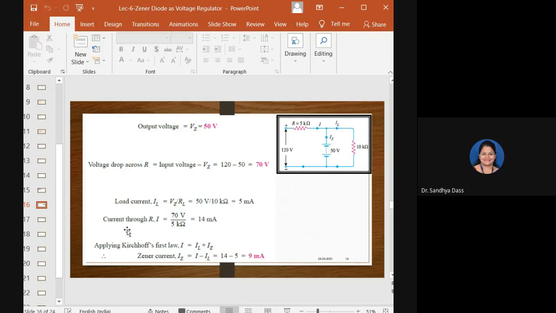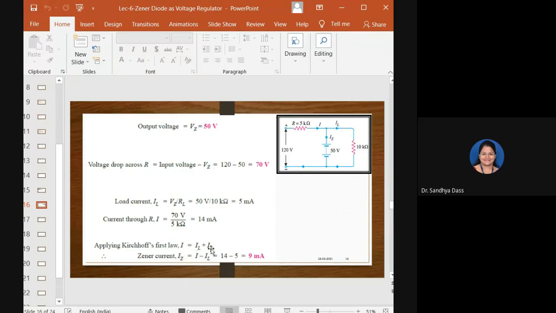Calculate I, the current through the resistor R, or you can call it IS also, according to your own requirement. So I will be equal to, applying Ohm's law again, the ratio of V and R. V, you just now calculated as the drop across the resistor, 70, and the resistance value is 5 kilo ohms. So that will give the current I, 70 by 5 kilo ohms, which will be 14 milliamps.